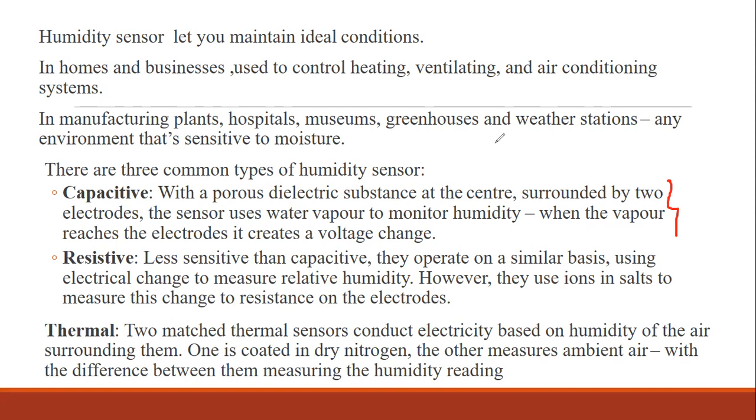I am representing change with this symbol. Change in the humidity is proportional to the change in the capacitance of that material, that substance, and that is equivalent to the corresponding voltage. So what is the sequence? Change in humidity produces change in the capacitance, and change in the capacitance produces a change in the voltage. So this is the basic principle.